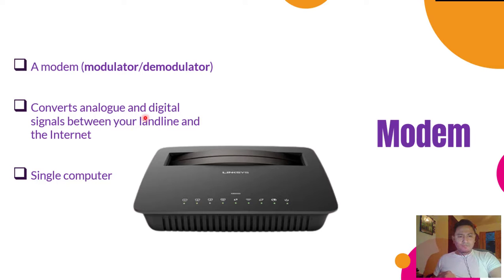So the modem does the conversion. The analog signal coming from outside of your house needs to go through a modem, which converts it into a digital signal so that your computer can understand what's happening. However, if you're using more than one computer with a modem, then you will need something called a router, which we're going to cover shortly. Modems are basically for one single device, or one single computer.